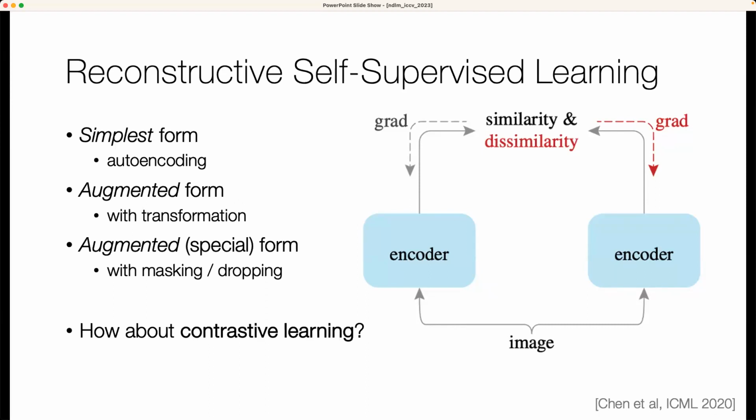For people who are not familiar with this, contrastive learning is something like this on the right side. You have an image and you have two transformations of the image, and these two transformations will be fed into the encoders. It's a Siamese encoder because the weights are copied.